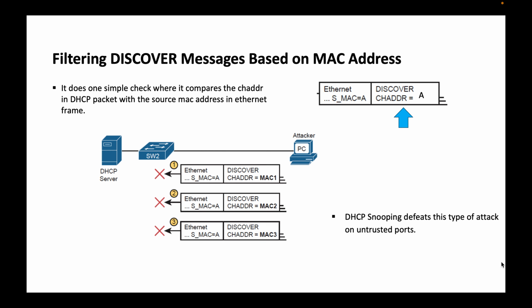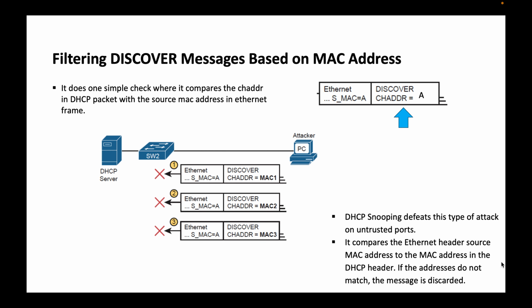on untrusted ports. It compares the Ethernet header source MAC address to the MAC address in the DHCP header. If the addresses do not match, the message is discarded. So this way you can block an attack from the client side as well.